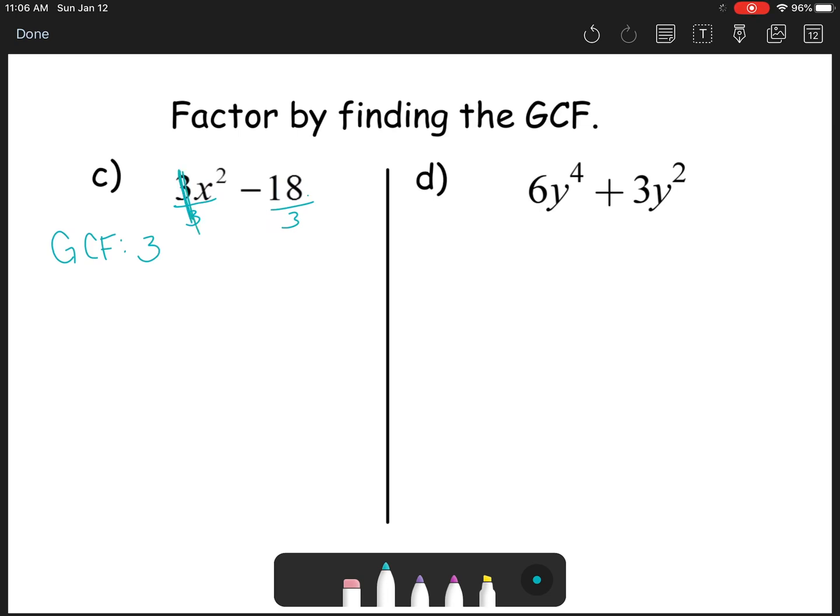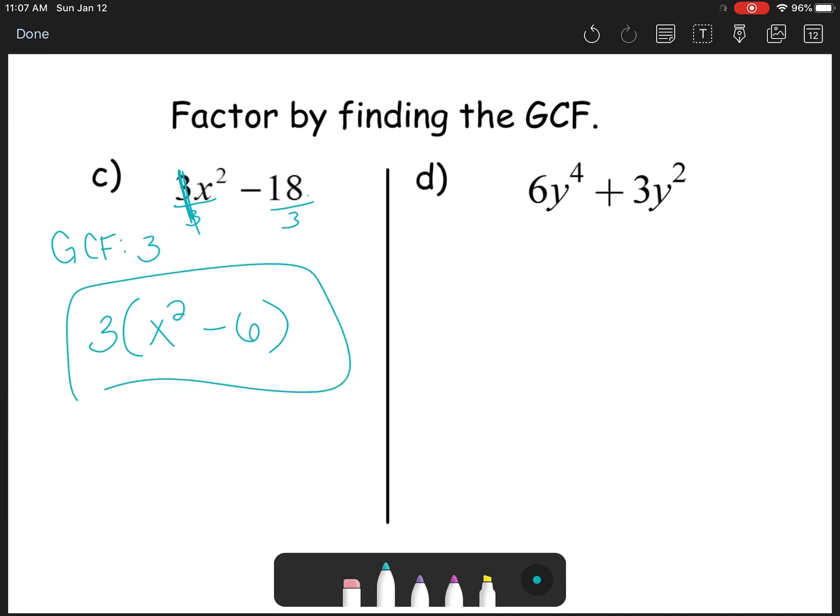So as you are practicing more, or if it's a problem, right, C is a little more simple. It's just got those two terms to look at. When you're practicing, if you can do that in your head, you don't need to write everything out. So our answer would be 3 times x squared minus 6.